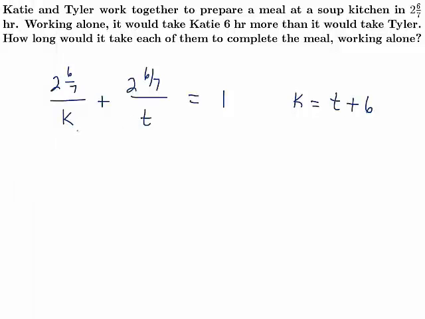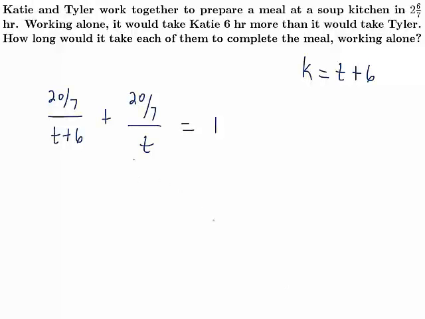We're going to let K equal T plus 6, and also at the same time we're going to change 2 6/7 into the improper fraction 20 over 7. So we would have 20 over 7 over K, which is now T plus 6, plus 20 over 7 over T equals 1. And we're going to go ahead and solve this equation for T.